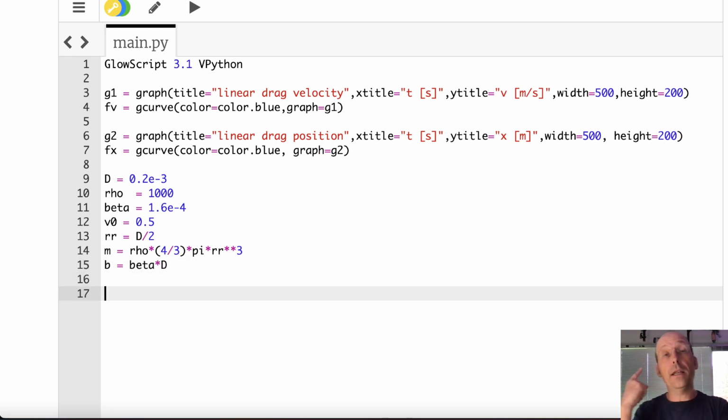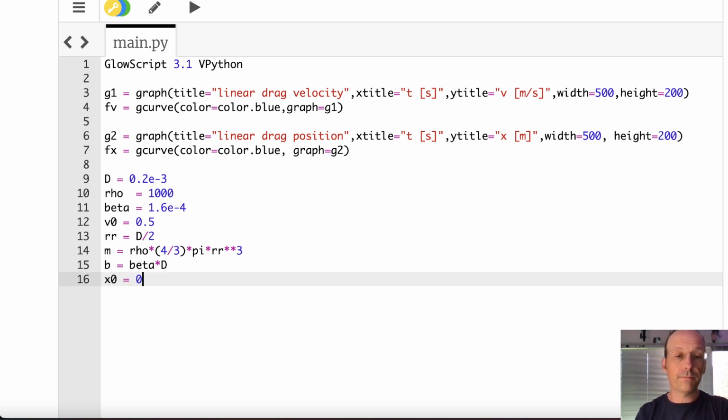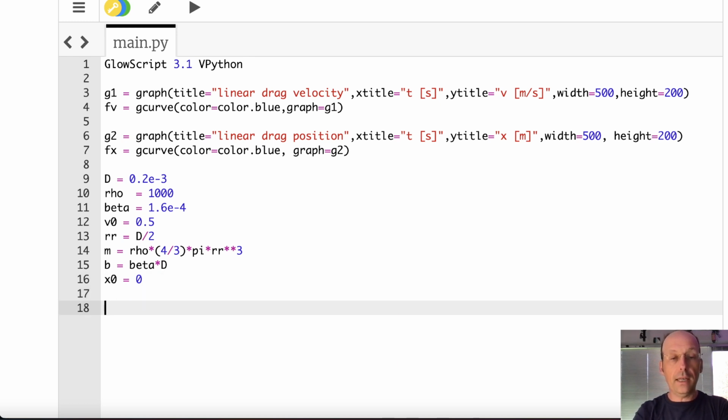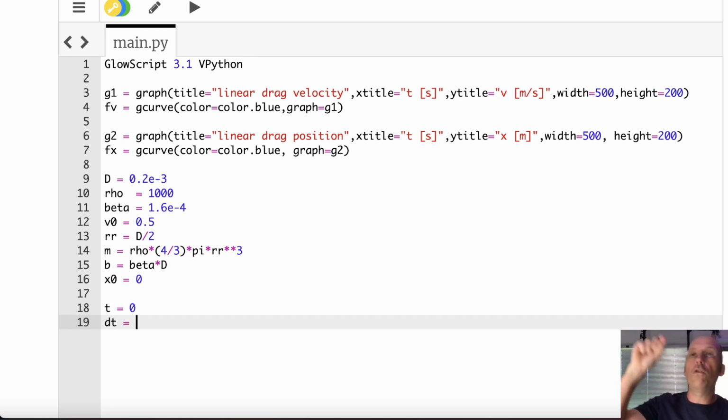The other thing I have is my initial velocity. I need my initial x position, x0 equals 0. Okay, and then I need t equals 0. And what I'm going to do is just move forward a certain step in time, calculate v, calculate x, and plot it. So I need to know how much I step forward each time. If you use other plotting programs, they'll just do all this for you automatically. But I really think it's useful to do it manually. I think it helps you understand everything that's really going on in there. So let's just pick 0.01.